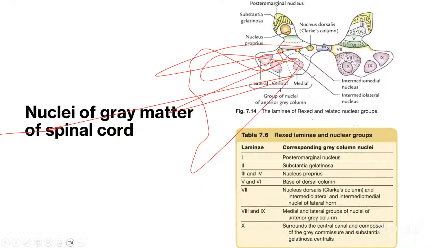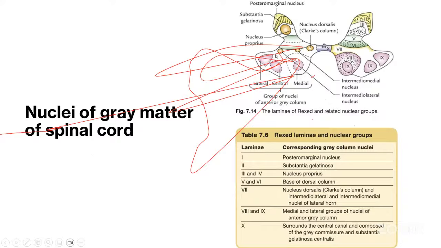So till now we discussed the white matter. In the gray matter of the spinal cord, we have 10 laminae. The first one is the postero-marginal nucleus, second is the substantia gelatinosa, 3 and 4 are the nucleus proprius, and 5 and 6 are the base of the dorsal column.